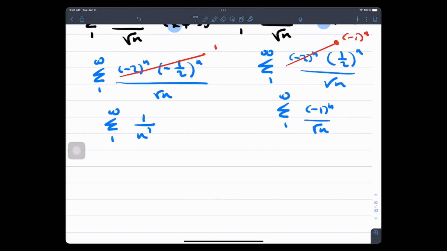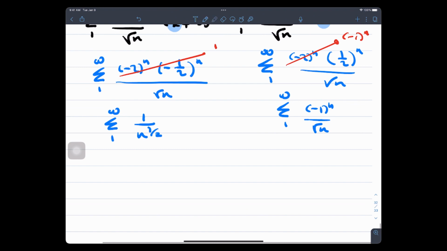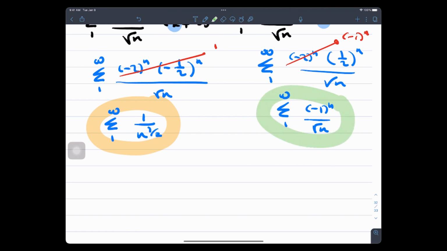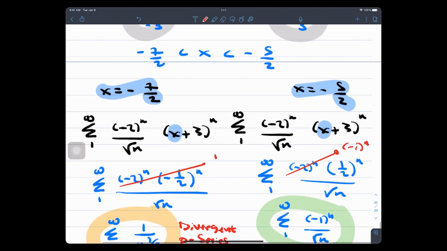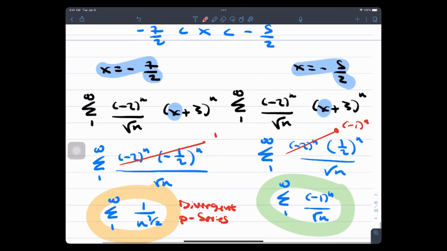Now, why did I write this as 1/2 here and not the other one? What do you guys know about this particular series here on the left here? What is this? Yeah. This is a divergent what? Divergent P series. That's what you guys want to know. So we don't include that negative 7/2, okay? So this is not included.